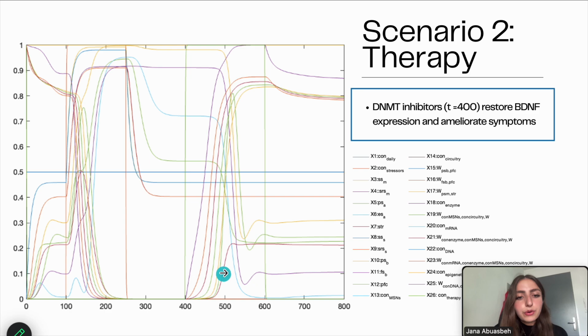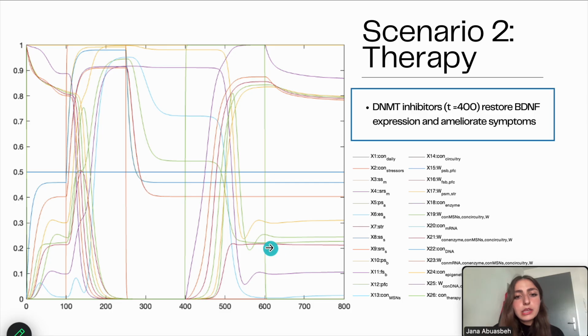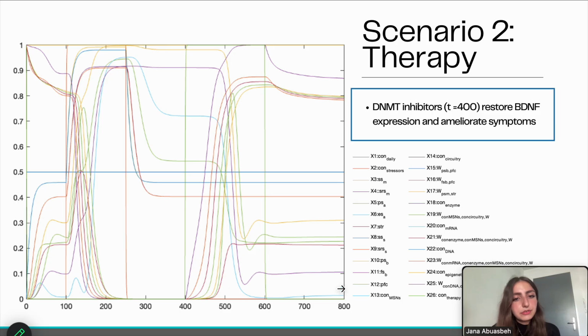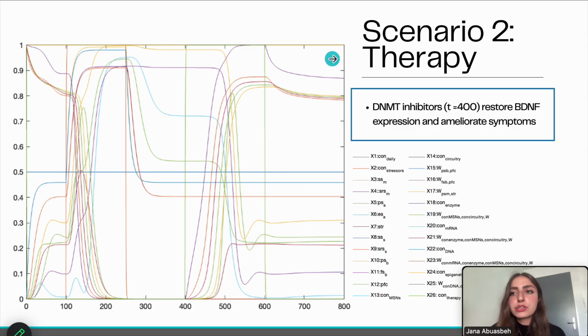So we can see how the striatum and the prefrontal cortex restore some normal function. And the execution state, for example, drops back down to pre-stressor levels, and the feeling state and emotion state also drop back down to pre-stressor levels. And all of these changes also persist after the removal of the therapeutic intervention.